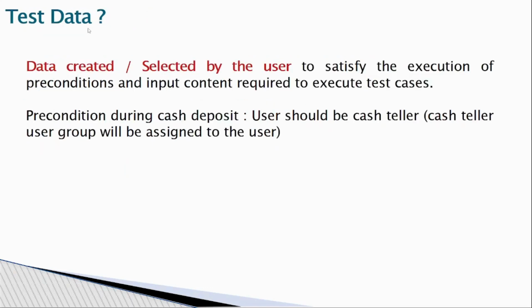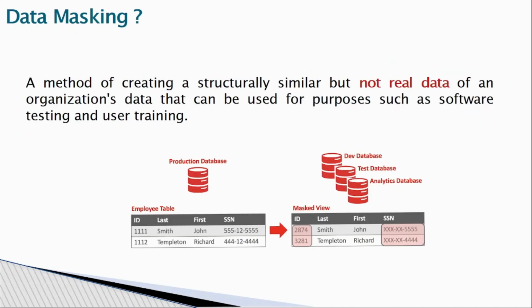Test data is data that satisfies the execution of test cases. These will be created by the users or created with some Excel files. For example, if you take a precondition, one user has to be assigned as a cash teller. So the cash teller group should be assigned to these users. All this test data will be created by the users.